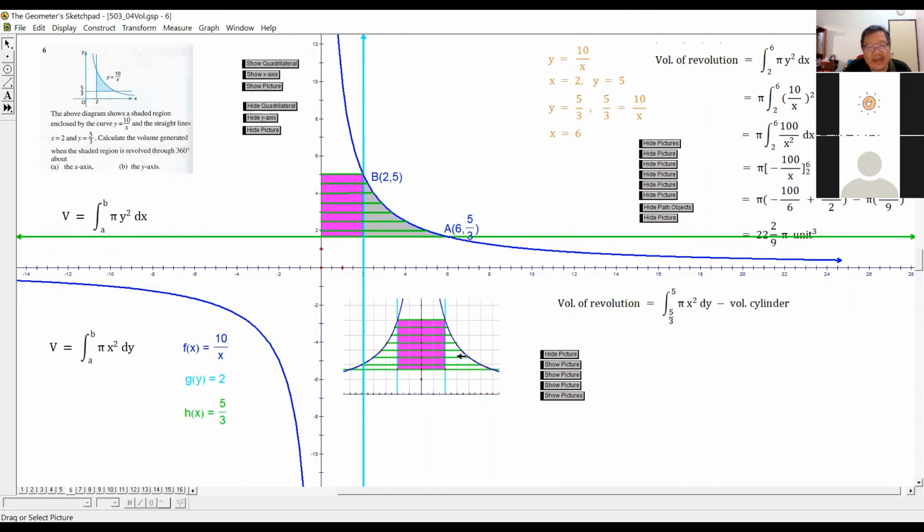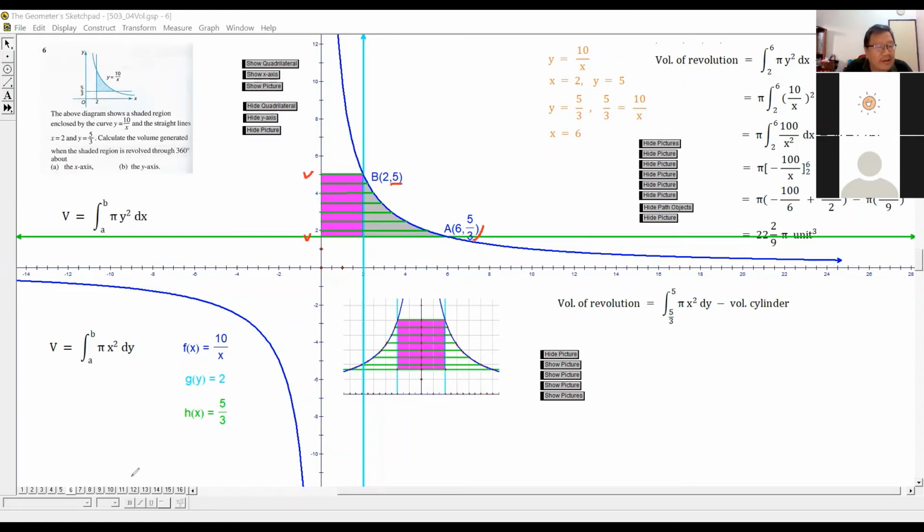So how to get the volume of the side here? We use the volume generated minus the volume of the cylinder. So how to get the volume generated between the curve and the y-axis? By integrating x squared dy. Now where is the limit? The limit is from this green line here, the bottom green line, which is 5/3, and the top green line is 5. So the limit is from 5/3 until 5, integrate x squared dy.